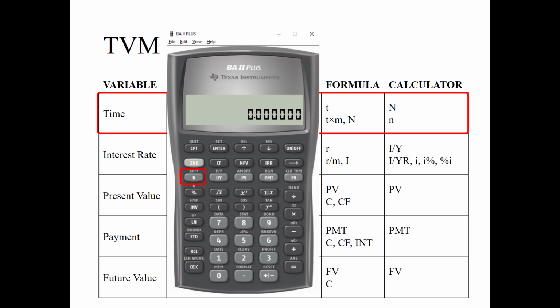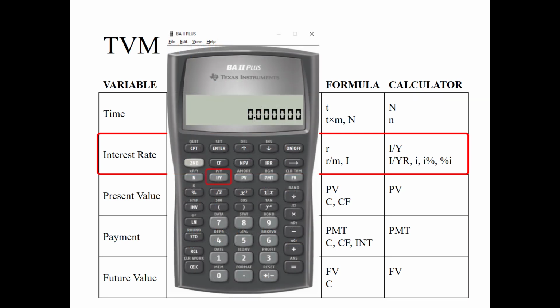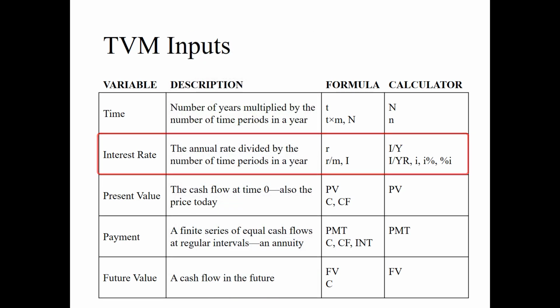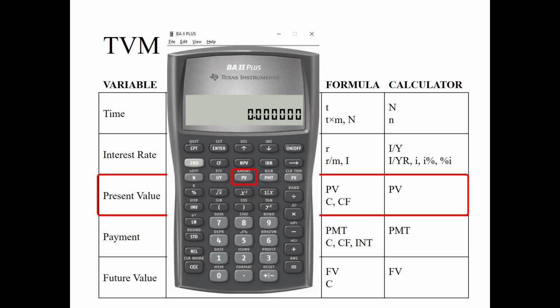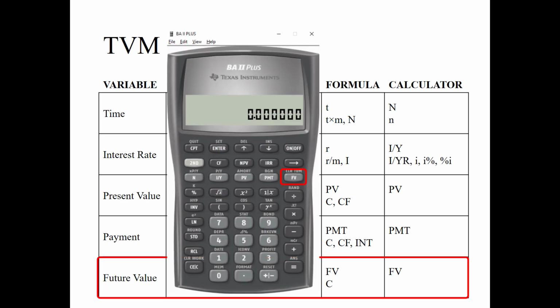On our calculator, we will use the value of N. Our interest rate is going to be the annual rate divided by the number of time periods in a year. In this case, because we're dealing with annual rates and we earn interest on an annual basis, we will divide these values by 1. And on our BA2 Plus, that value will be denoted by an I over Y. The present value is going to be our cash flow at time 0. In some examples, it's the price. It will be the PV on our BA2 Plus. The payment is an annuity and is not applicable to these next few examples. And our future value is a cash flow in the future denoted by FV.